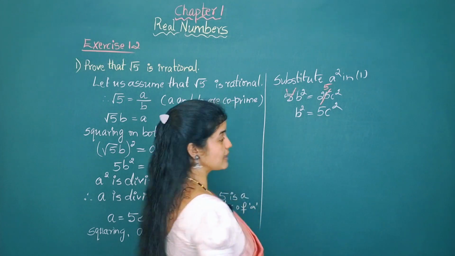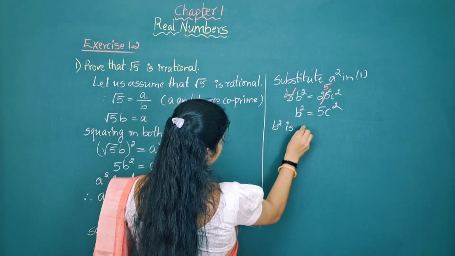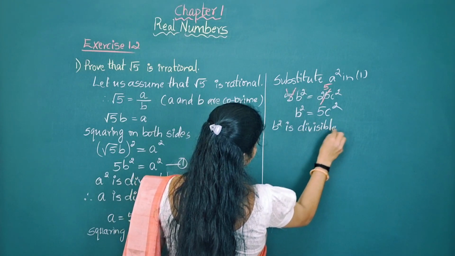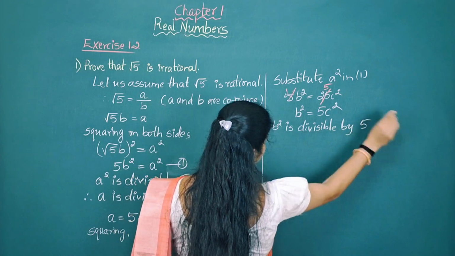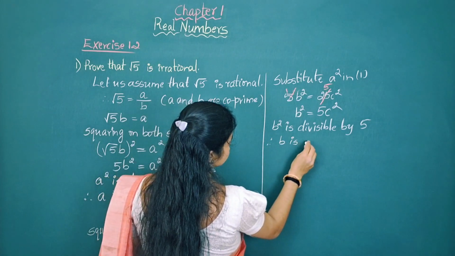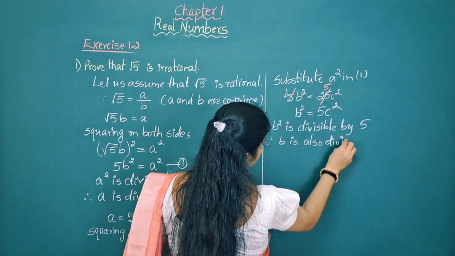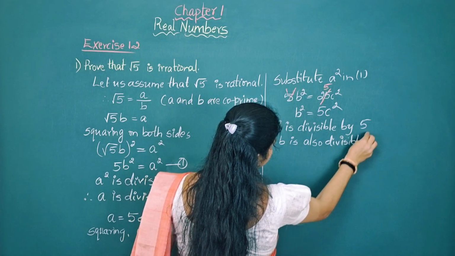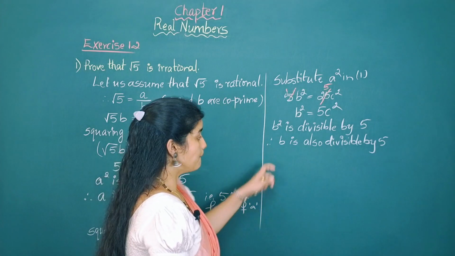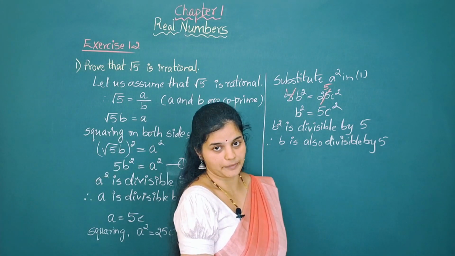So, now it means that b square is divisible by 5 and therefore we can tell b is also divisible by 5. So, now it means that b is also having another factor, that is 5.